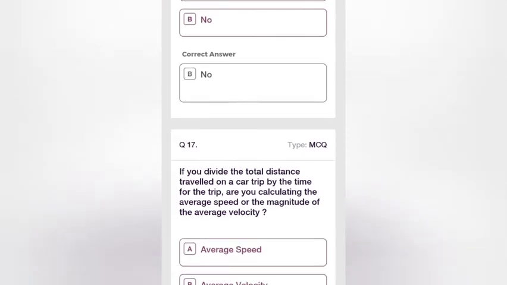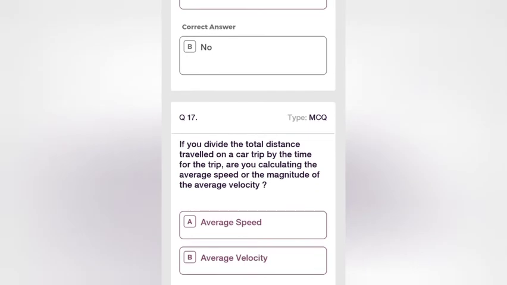If we divide the total distance traveled on a car trip by the time for the trip, are we calculating the average speed or the magnitude of the average velocity? Total distance by total time taken, we have already seen, it's average speed and not average velocity. It's average speed. Option A is the correct answer.